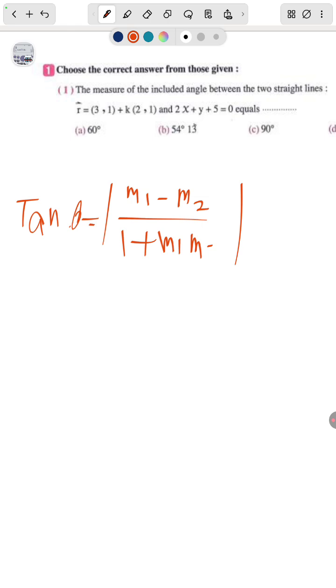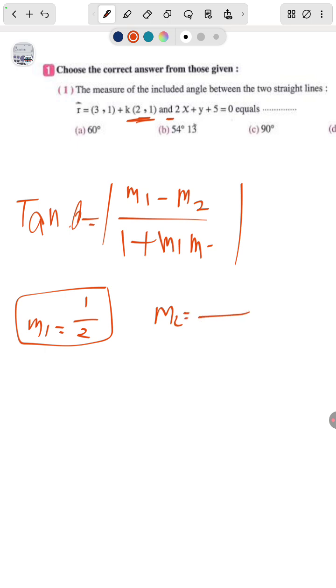So now we can get the slope of the first line by using the rule m1 equals y over x, so it will be 1 over 2. Then we can get the slope of the second line by using the rule negative coefficient of x over coefficient of y, so it will be negative 2 over 1, equal to negative 2. In case of m1 times m2 equals negative 1, the two straight lines are perpendicular.